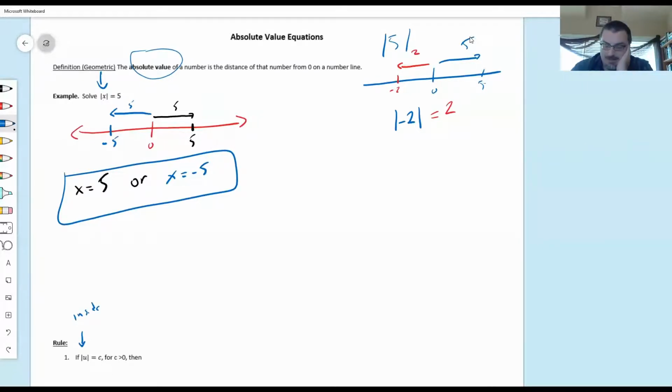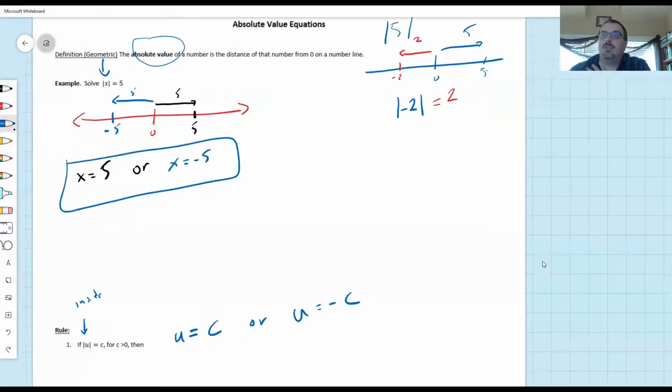The inside, in this case u, will either equal plus c, because it traveled right up here on the 5. Absolute value of x equals 5, it either traveled a distance of positive 5 to the right, or it went to negative 5 to the left, which is still a distance. So the inside either equals positive c, or the inside equals negative c, because I can either go left or right from 0.